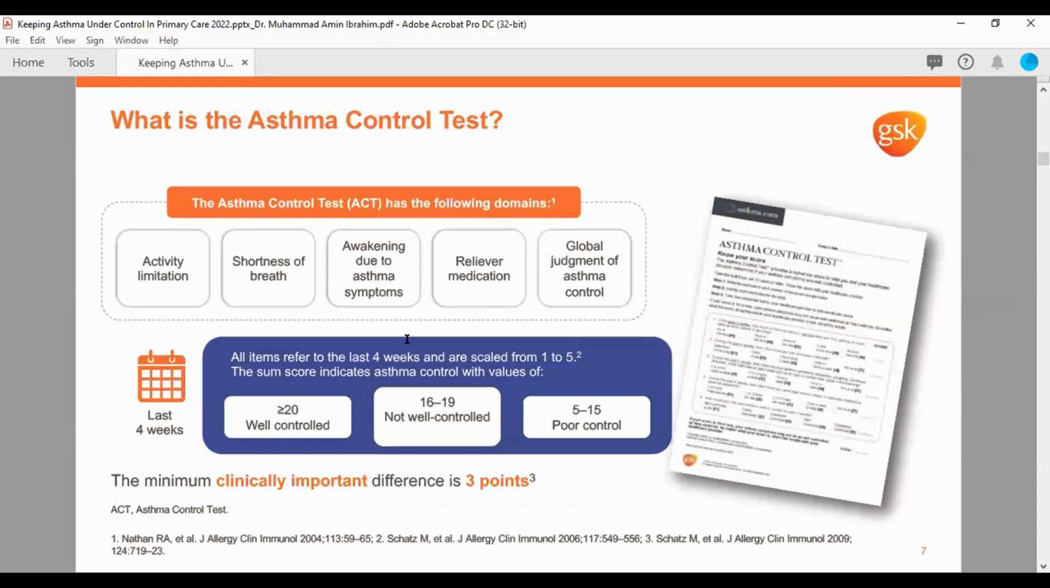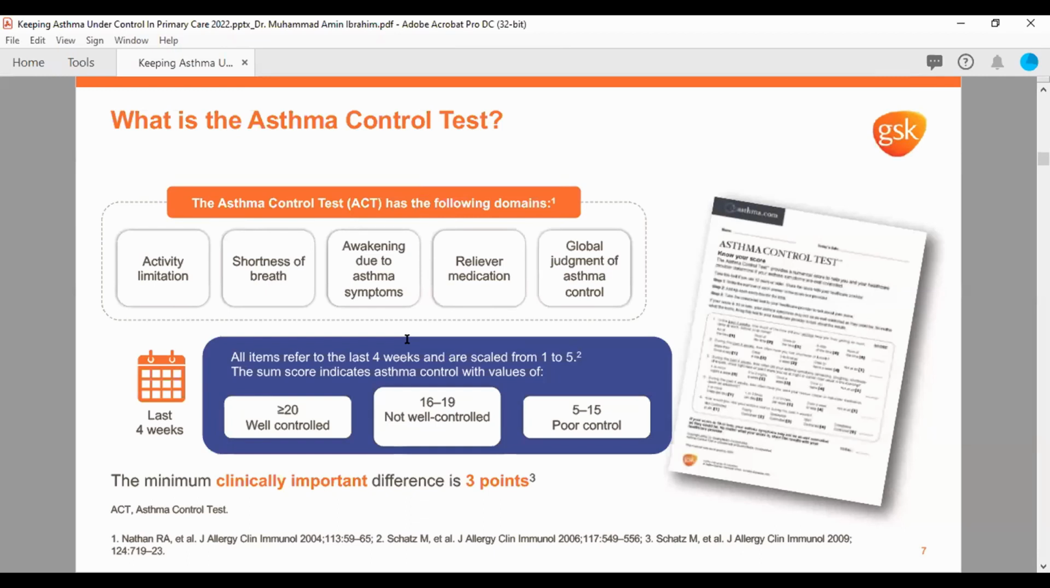So how do we measure asthma control objectively? One of the questionnaires that we can use to objectively assess asthma control is the Asthma Control Test, or ACT in short, which measures 5 domains. Number 1 is activity limitation, number 2 is shortness of breath. Number 3, awakening due to asthma symptom. 4, reliever medication. Last is global judgment of asthma.